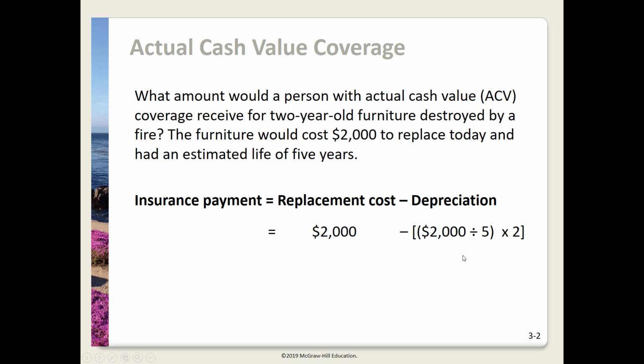And then for depreciation, we'll take the $2,000 divided by 5 because you've got 5 years, times 2 because it's 2-year-old furniture. When I plug that into my calculator, I'll make sure to work on the depreciation side first and then subtract that from the replacement cost. I get $2,000 minus my depreciation of $800. And so the person would receive $1,200 for the destroyed furniture.